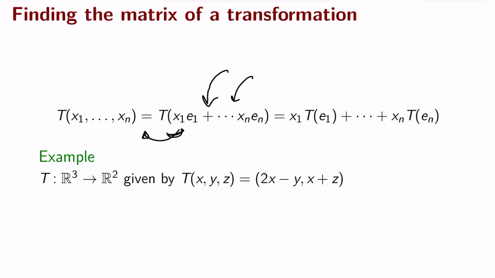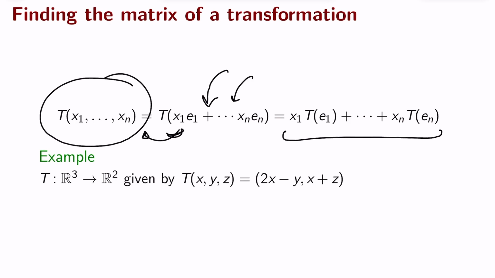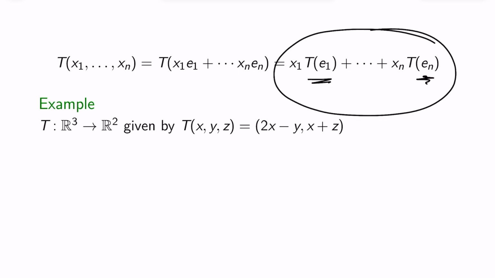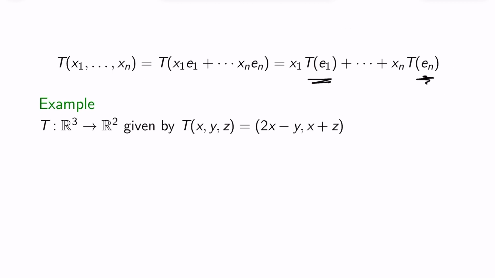By doing that, we can have this expression, which says that the value of the transformation is equal to just the component times the value at the standard unit vector, and so on with all the standard unit vectors. In other words, all you need is to know what the transformation is on the standard unit vectors, because those will be just the columns of the matrix that, after doing the multiplication, will give us the general expression of the transformation.